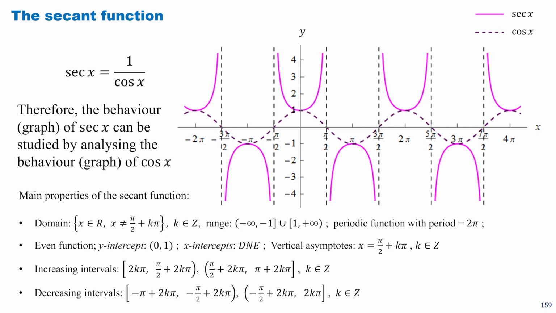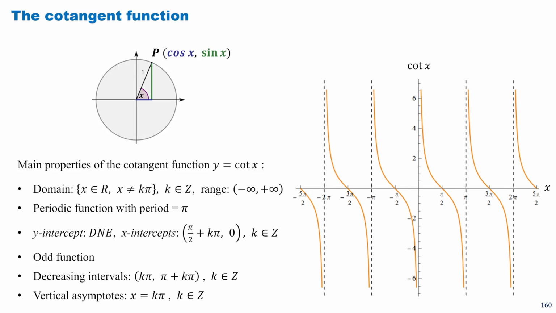Alright, next function is the cotangent function, whose graph looks like the one on the right side. Main properties of cotangent function are as follows. First, the domain of this function is the real number set, except at these points, k pi, where k belongs to the integer set. For example, the function cannot be defined at these locations. At these locations, the function is simply not defined, right?